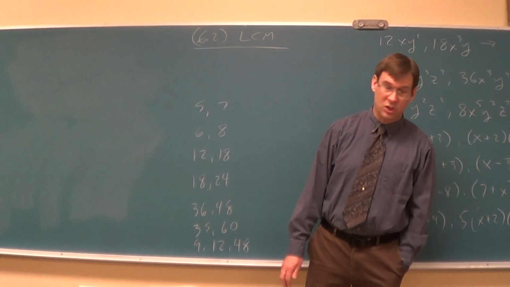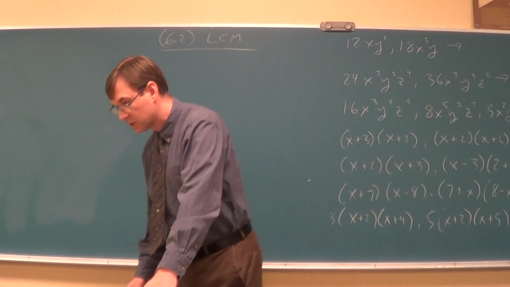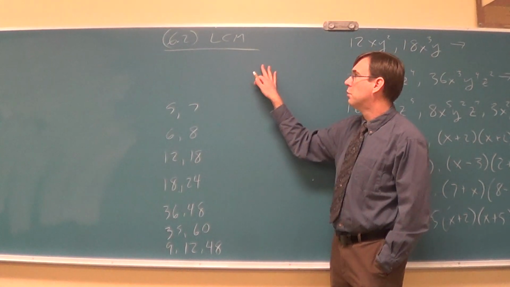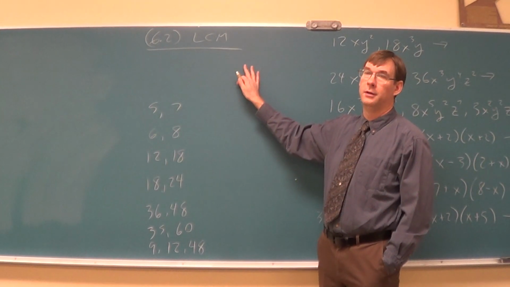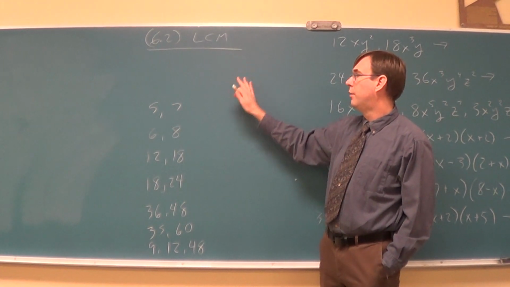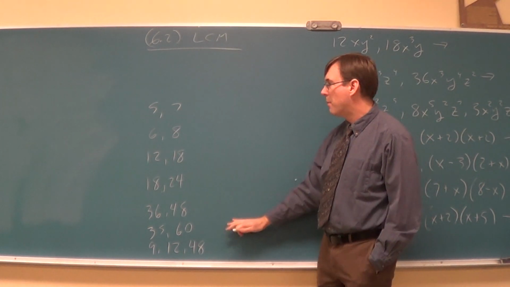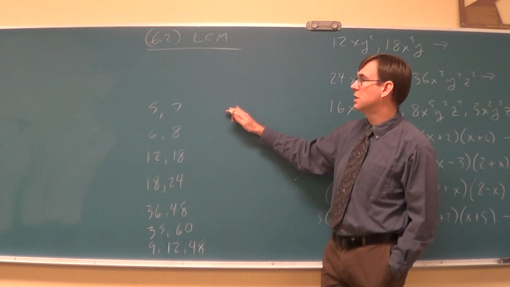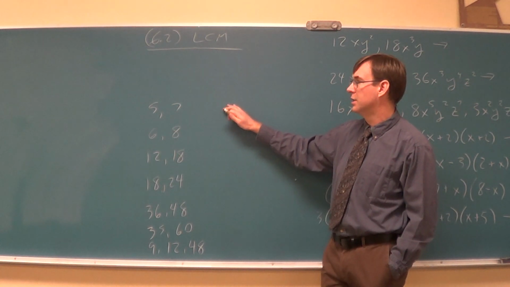So today we're into 6.2. 6.2 is all about LCMs. So I'm guessing most of you, if not all of you, will remember that stands for least common multiple. So we'll start off with some numbers, and then I'll give you the strategy later, but let's just see if we can do it without even a strategy.